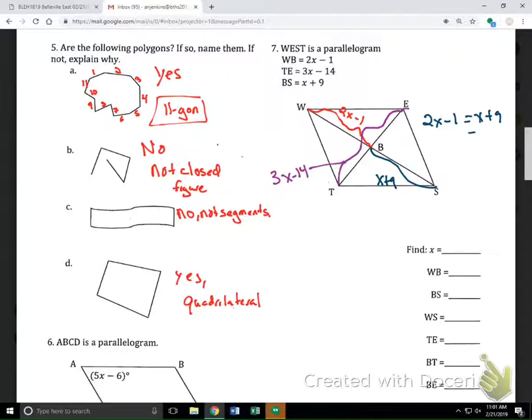We're going to solve, so I'm going to subtract over x. I get x minus 1 equals 9. Add 1, add 1. x equals 10. Now that we have x equals 10, we want to substitute in to find our different parts.